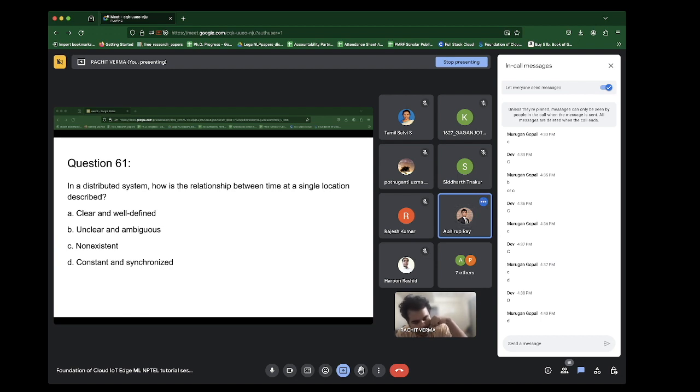But let's say I have a server with 5 processors in it. Each of these processors will have a clock associated with it, right? So what would be the relationship between the clocks of each of the processors? That is what I'm asking. So it's a single server, but different processors, within one device. Yeah.